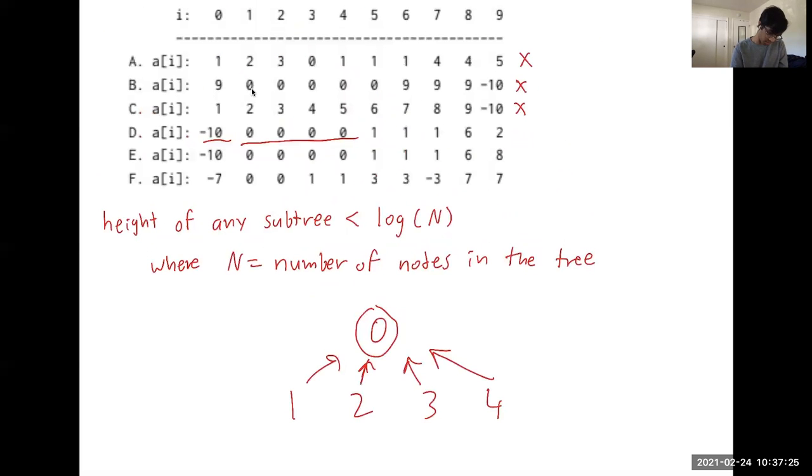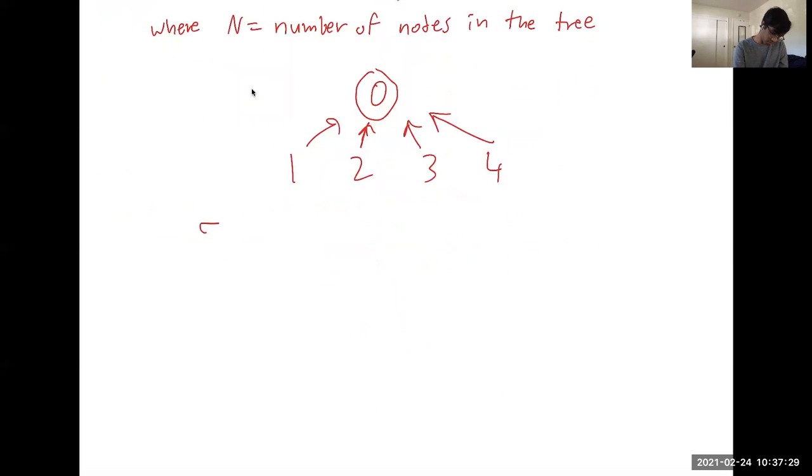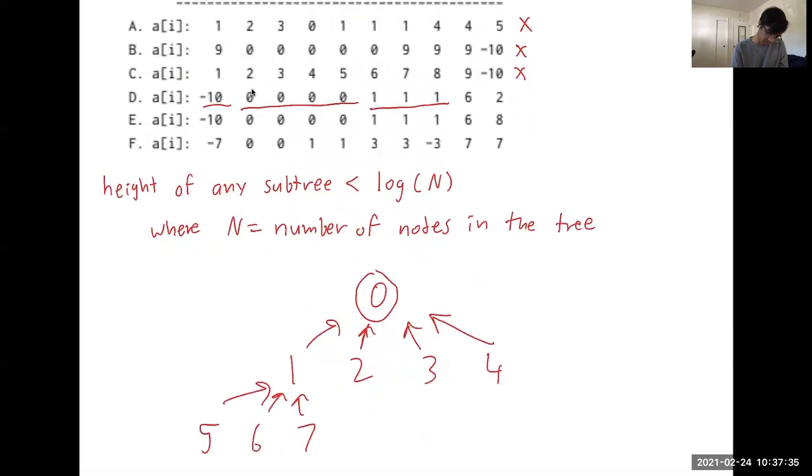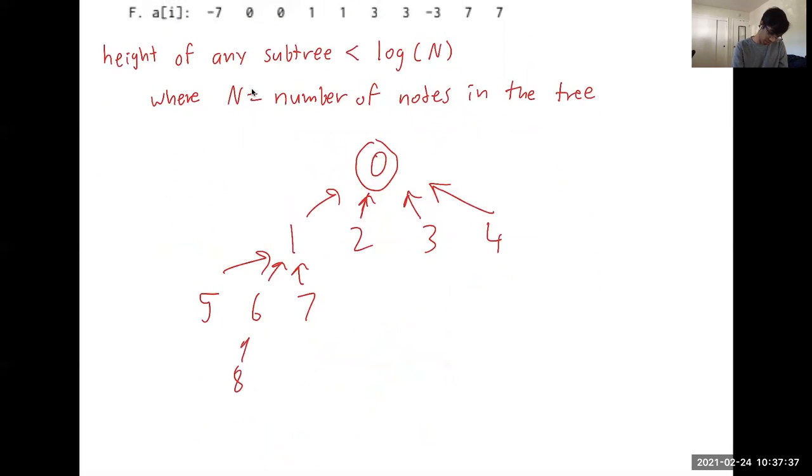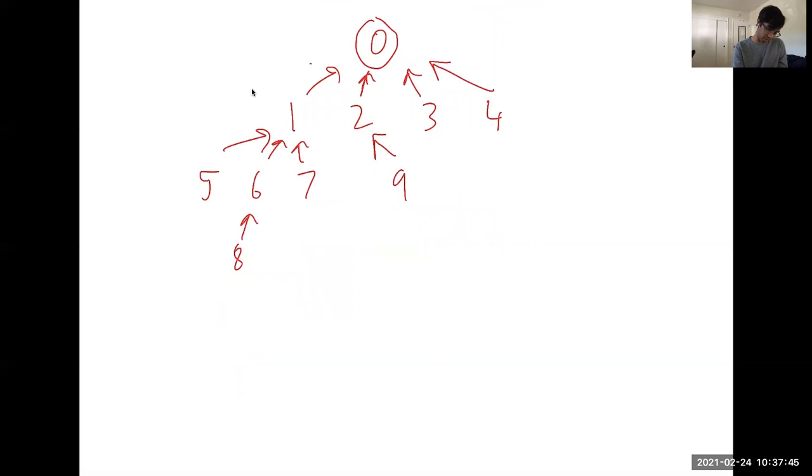And then let's see, we have 5, 6, and 7, which are children of 1. And then we have 8, which is a child of 6. And we have 9, which is a child of 2. Okay. So we immediately see that our longest subtree is this one right here, right?